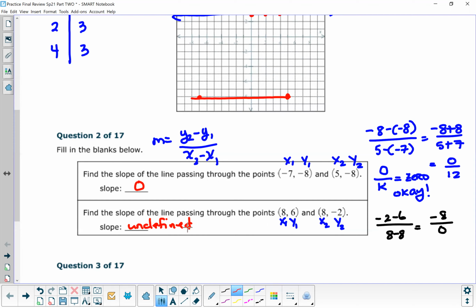If you graph this, this will be a vertical line. And you can remember the mnemonic device NO. No. Right? You have a number that's not 0 divided by 0. No, that's undefined.